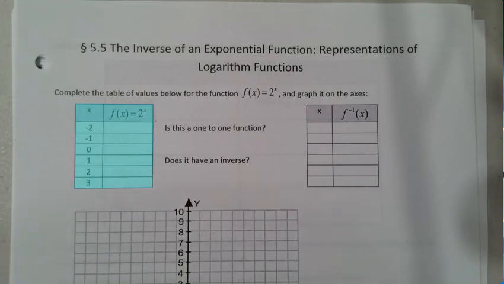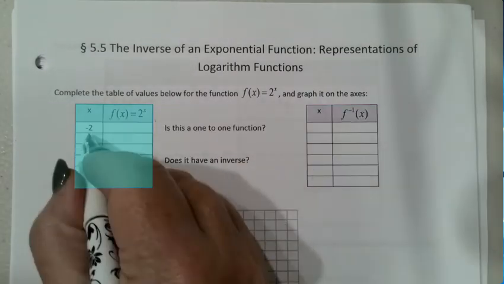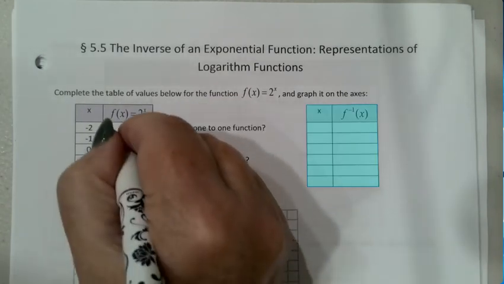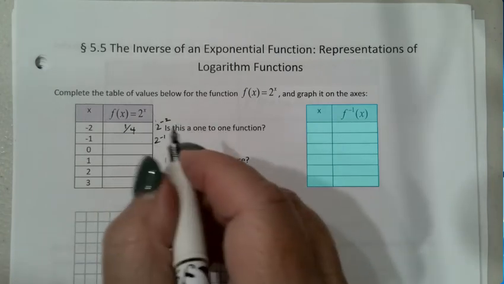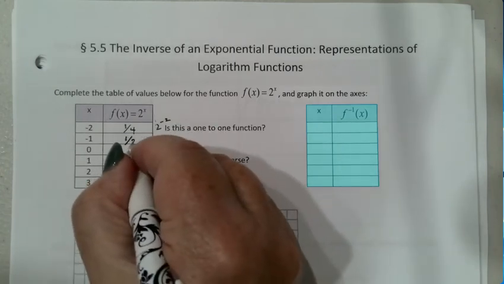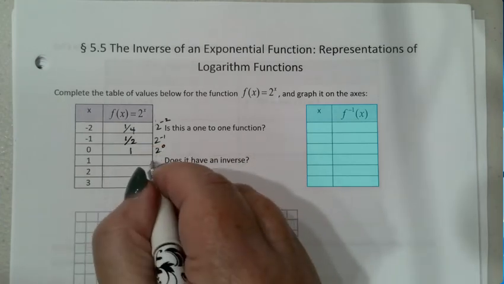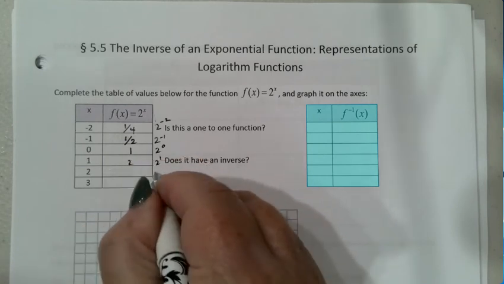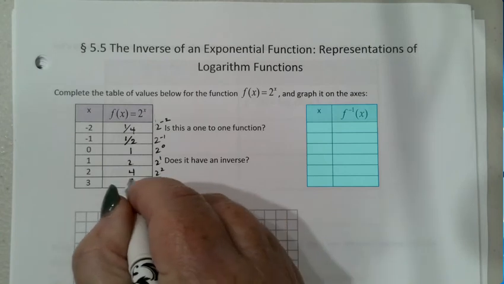So let's work on that. If I'm looking at 2 to the x power, 2 to the negative second, that's 1 over 2 squared, or 1/4. 2 to the negative first would be 1 over 2 to the first, which is 1/2. 2 to the 0 is 1. 2 to the first is 2. 2 squared is 4. And 2 cubed is 8.